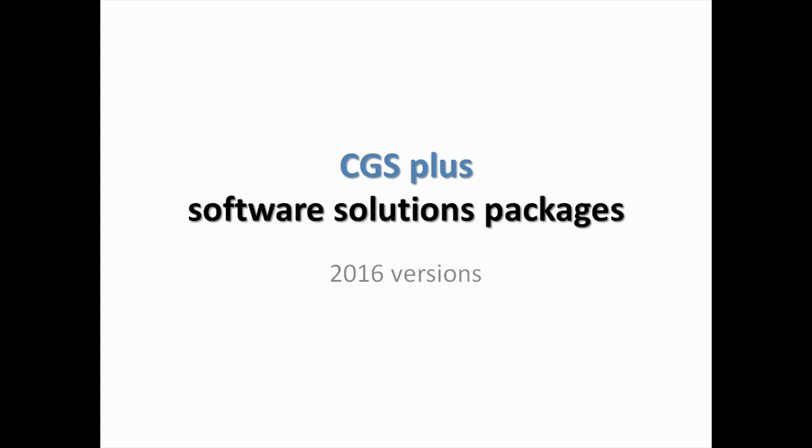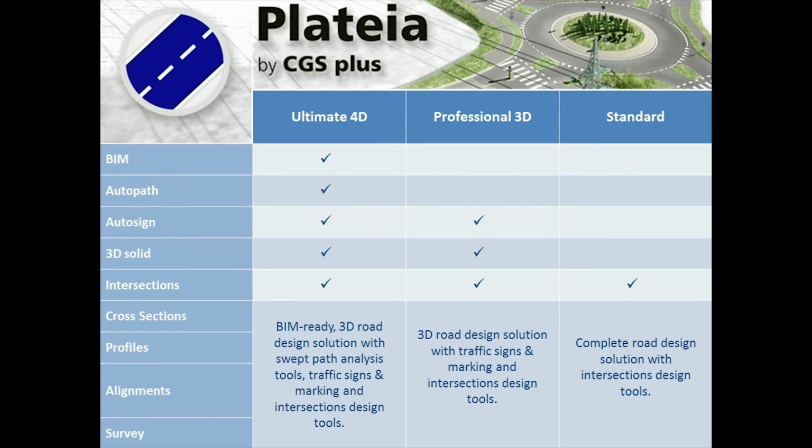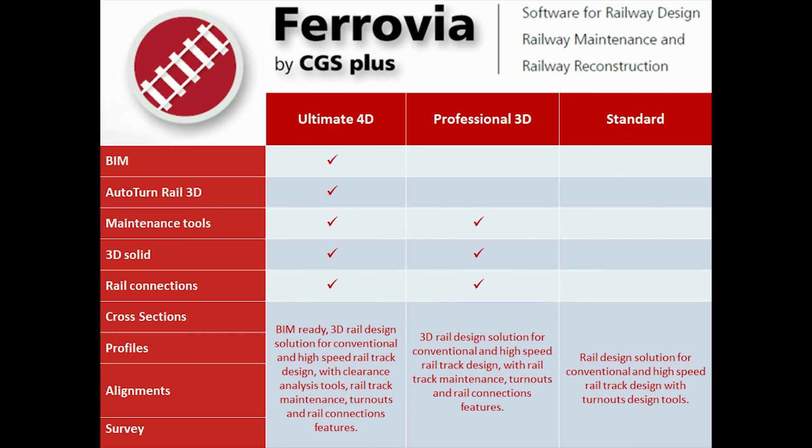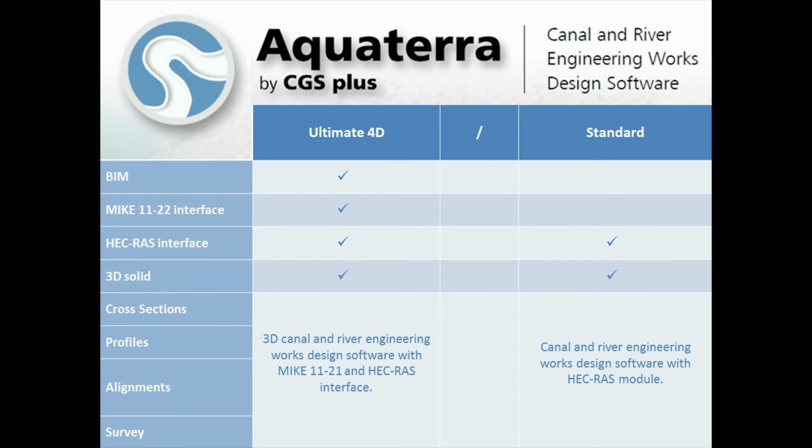CGS+ infrastructure solutions are available in different software packages that cover a wide price range. For road design, for example, Platea is available in Standard, Professional 3D and Ultimate 4D package in order to address various customer needs. Ferrovia for railway design is also available in Standard, Professional 3D and Ultimate 4D software package, while Aquaterra, the canal and river works design solution, is only available in Standard and Ultimate 4D package, first with HEC-RAS module included and latest with the MIKE 11 and 21 interface.